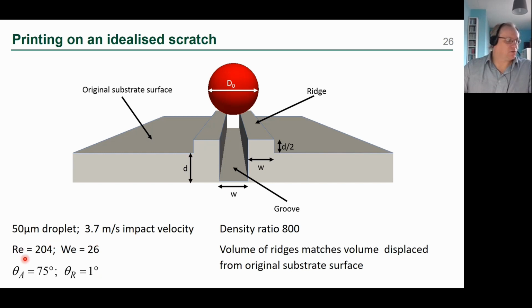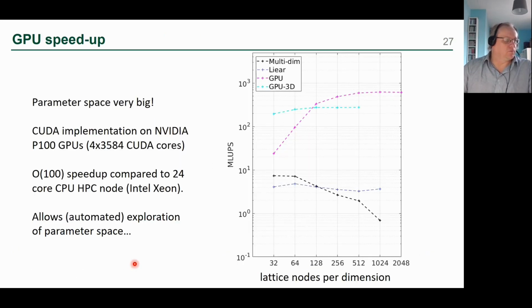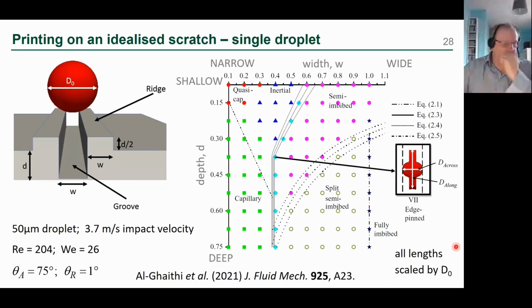And so what I'm going to show you is based on a particular set of parameters where we've got an advancing contact angle of 75 degrees and a receding contact angle of 1 degree. So we expect to see very little receding of the droplet once it's spread. Khaled also wrote his code for GPUs, for graphical processor units. That's a really good use of Lattice Boltzmann code. You can get a speed up of over 100 times by doing that. So that allowed him to explore a very wide parameter space. And this is what he found. So this has recently been published in the Journal of Fluid Mechanics.